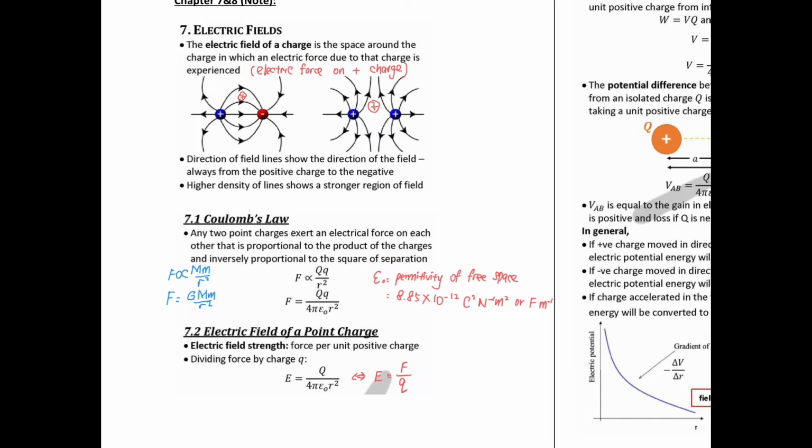So electric field strength, we have to know the unit also. For the unit of electric field strength, either you do Newton per Coulomb. As you can see, the definition is force per unit positive charge, so force in Newton divided by charge in Coulomb. Or the other option is you can put volt per meter. Of course, this formula we learned last time in AS physics.